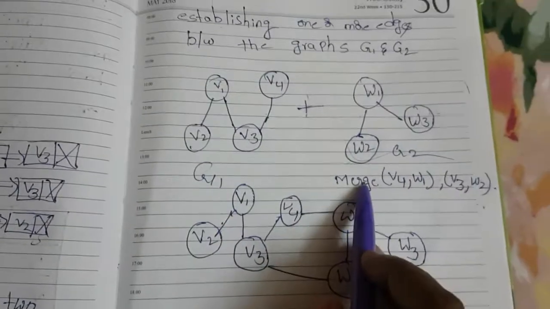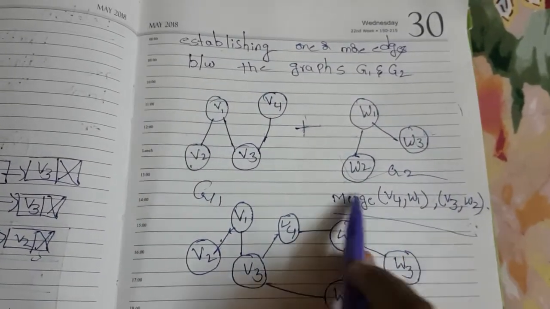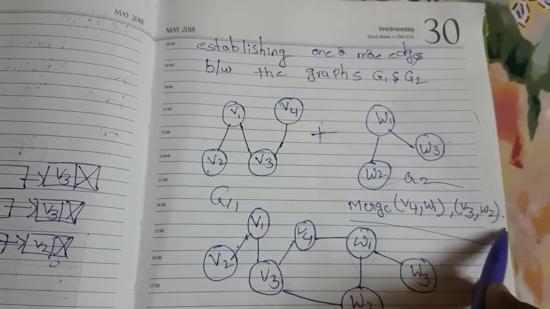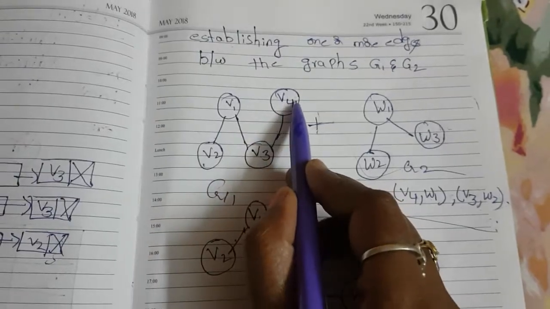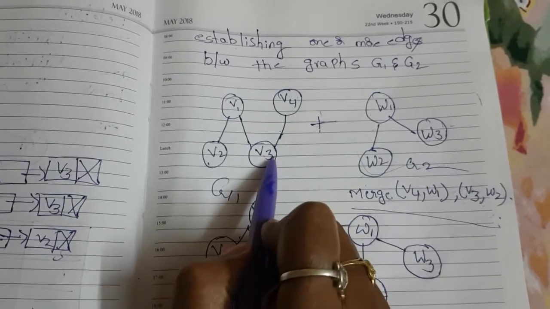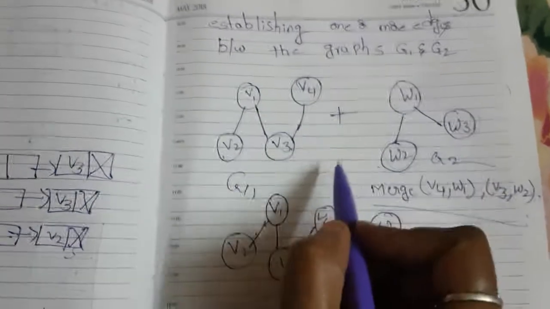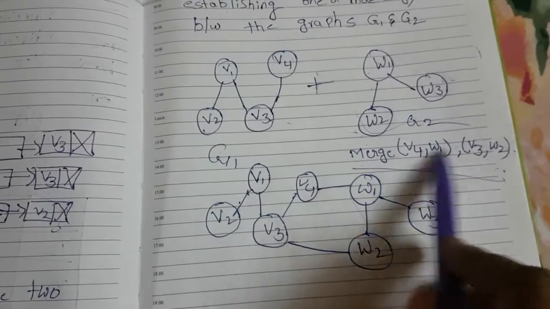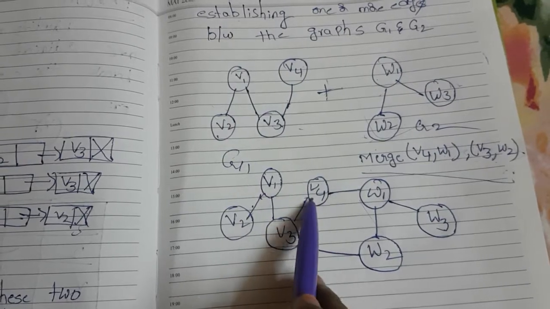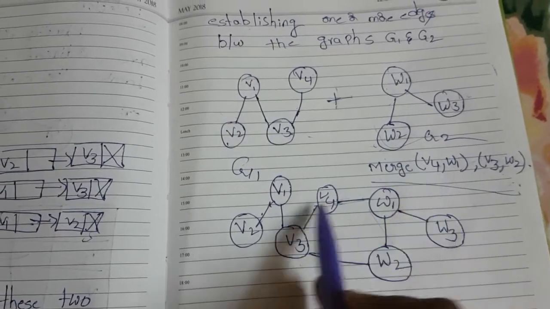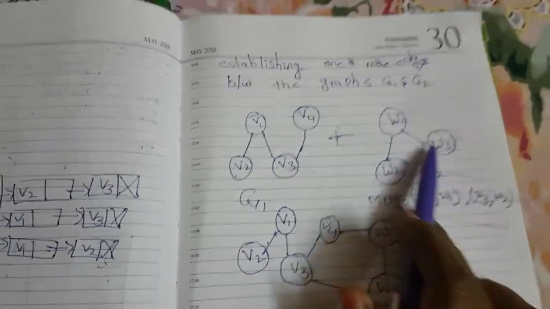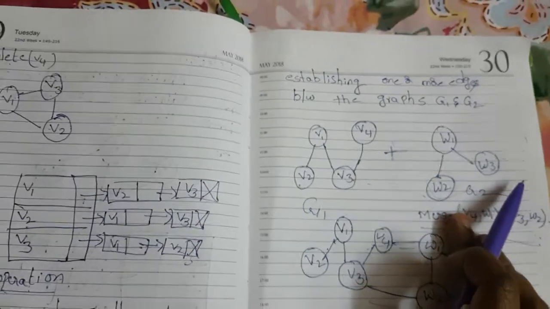Here in merging, I write one condition: merge V4 comma W1 and then V3 comma W2. That means providing some connection V4 to W1 and then V3 to W2, and then this is automatically combined. So in this way we merge the two graphs V1, V2, V3, V4 and W1, W2, W3. I wrote the condition: V4 and W1 have an edge, and V3 and W2 have an edge. This is the overall merging operation. Okay, thank you students.